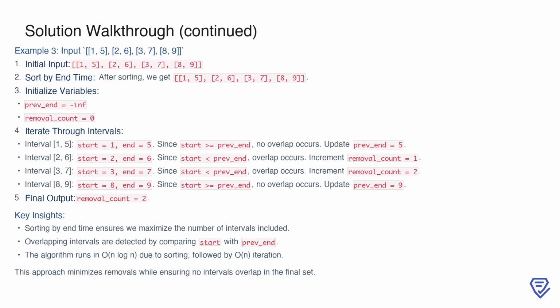Finally, the last interval, [8, 9], starts after the updated prev_end, so no overlap occurs, and we update prev_end to 9. The final output is removal_count equals 2, meaning two intervals need to be removed. From this example, we see that sorting by end time helps us maximize the number of intervals included, as it prioritizes those that finish earlier. By comparing the start of each interval with prev_end, we efficiently detect overlaps, and the algorithm's complexity remains optimal with O(n log n) for sorting and O(n) for iteration. This ensures we achieve the minimum removals while keeping the intervals non-overlapping.